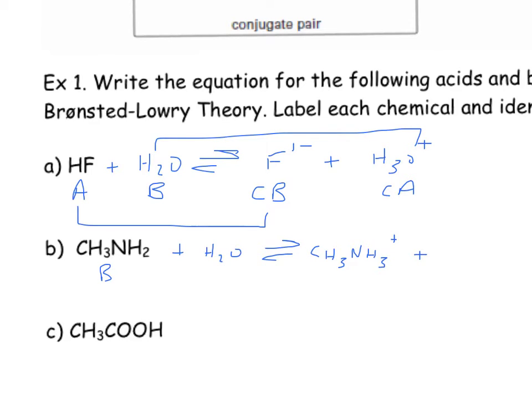My water donated the H. It's the acid, and once it's done its donation, it will become a hydroxide ion. My CH3NH3+ is my conjugate acid, and the hydroxide is the conjugate base, because if this equation was written backwards, this would be donating a proton to that. That's why it's designated the acid, and the hydroxide doing the accepting would be the base.